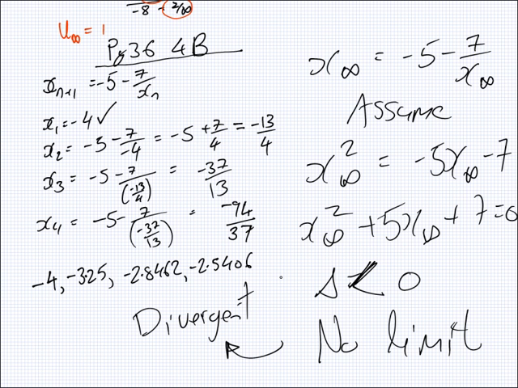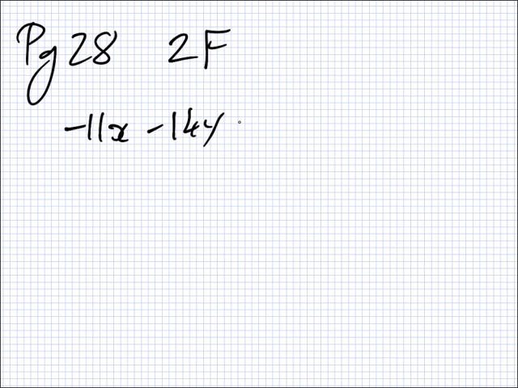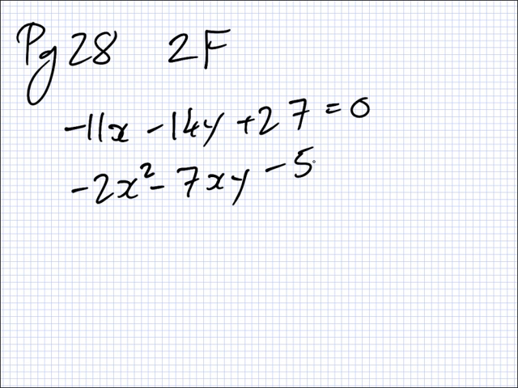Number 2, I see 2F, on which page? 28. Okay, I didn't do that one. Page 28, 2F. Minus 11x minus 14y plus 27 equals 0. Minus 2x squared minus 7xy minus 5y squared equals 0.